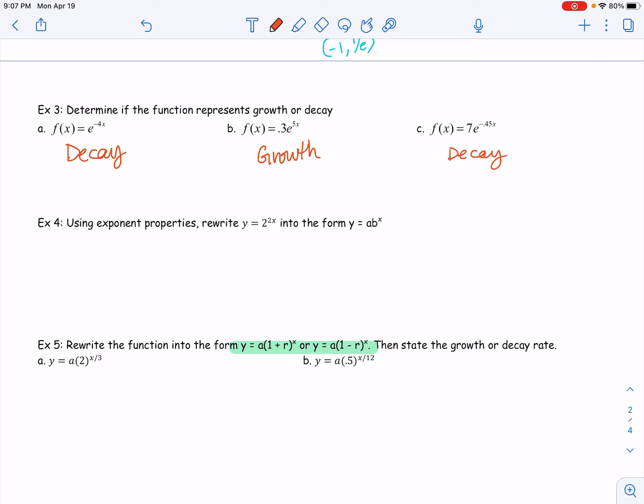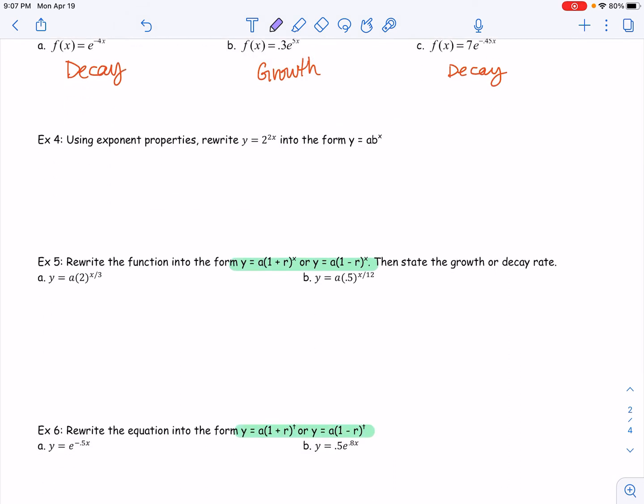All right, again, using some exponent properties, we want to take y equals 2 raised to the 2x and rewrite it into another form of y is equal to a times b to the x, which is what we're going to be seeing most often. So let's remind ourselves of some exponent rules. I know that when I have exponents being multiplied together, that means I raised a power to a power. So if I were to rewrite this, I could say, well, this is really 2 squared to the x power, because then that would be a power raised to a power. And what do we do? We multiply them, and that would give us 2 to the 2x.